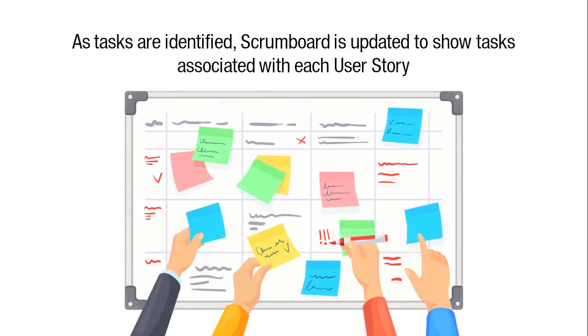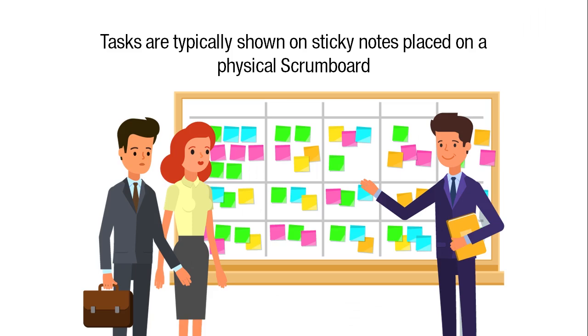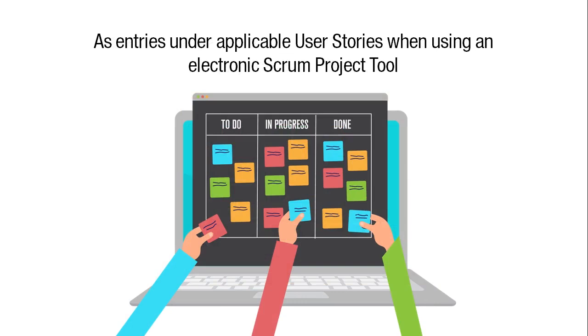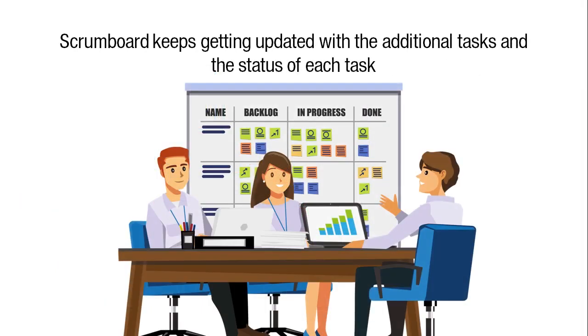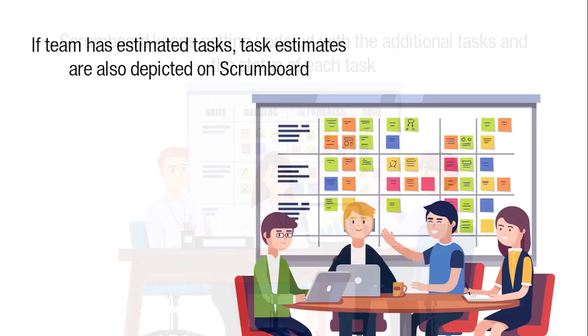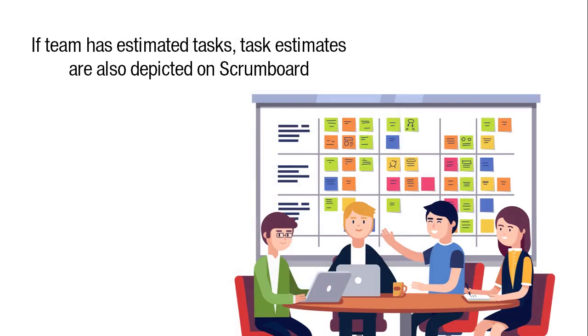As tasks are identified, the Scrum board is updated to show the tasks associated with each user story. Tasks are typically shown on sticky notes placed on a physical Scrum board or as entries under the applicable user stories when using an electronic Scrum project tool. During implementation, as the team adds, assigns, and updates tasks being worked on, the Scrum board keeps getting updated with the additional tasks and status of each task. If the team has estimated the tasks, the task estimates are also depicted on the Scrum board.